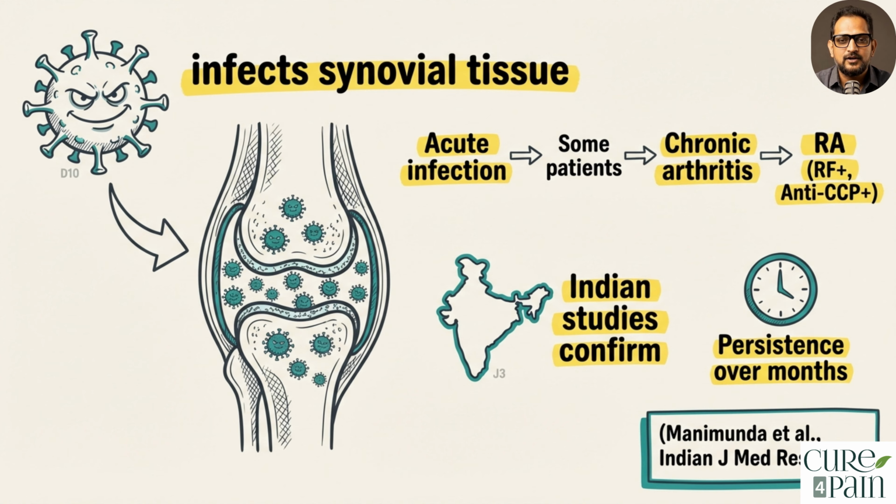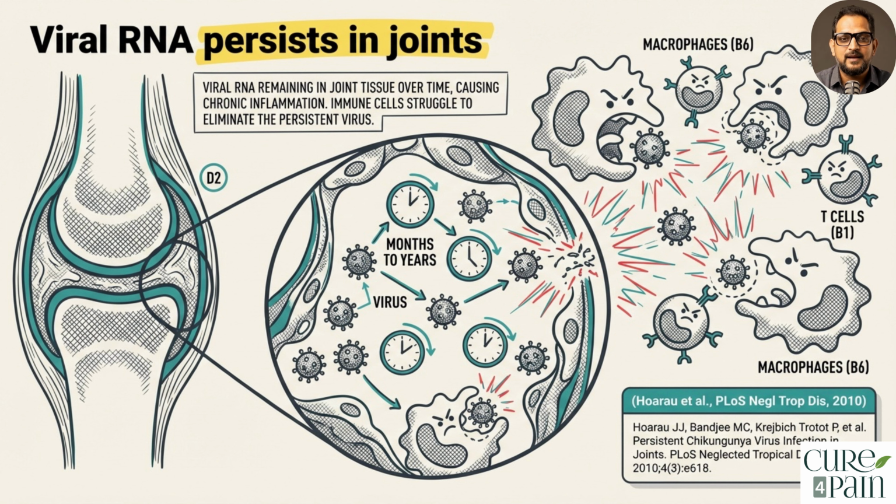Now, why did her joint symptoms worsen after the viral fever? Certain infections are known triggers for RA development or flares. Chikungunya virus directly infects synovial tissue. In some patients, the viral arthritis never fully resolves and evolves into chronic inflammatory arthritis indistinguishable from RA. Studies from India show a subset of chikungunya patients develop arthritis with positive RF and anti-CCP.